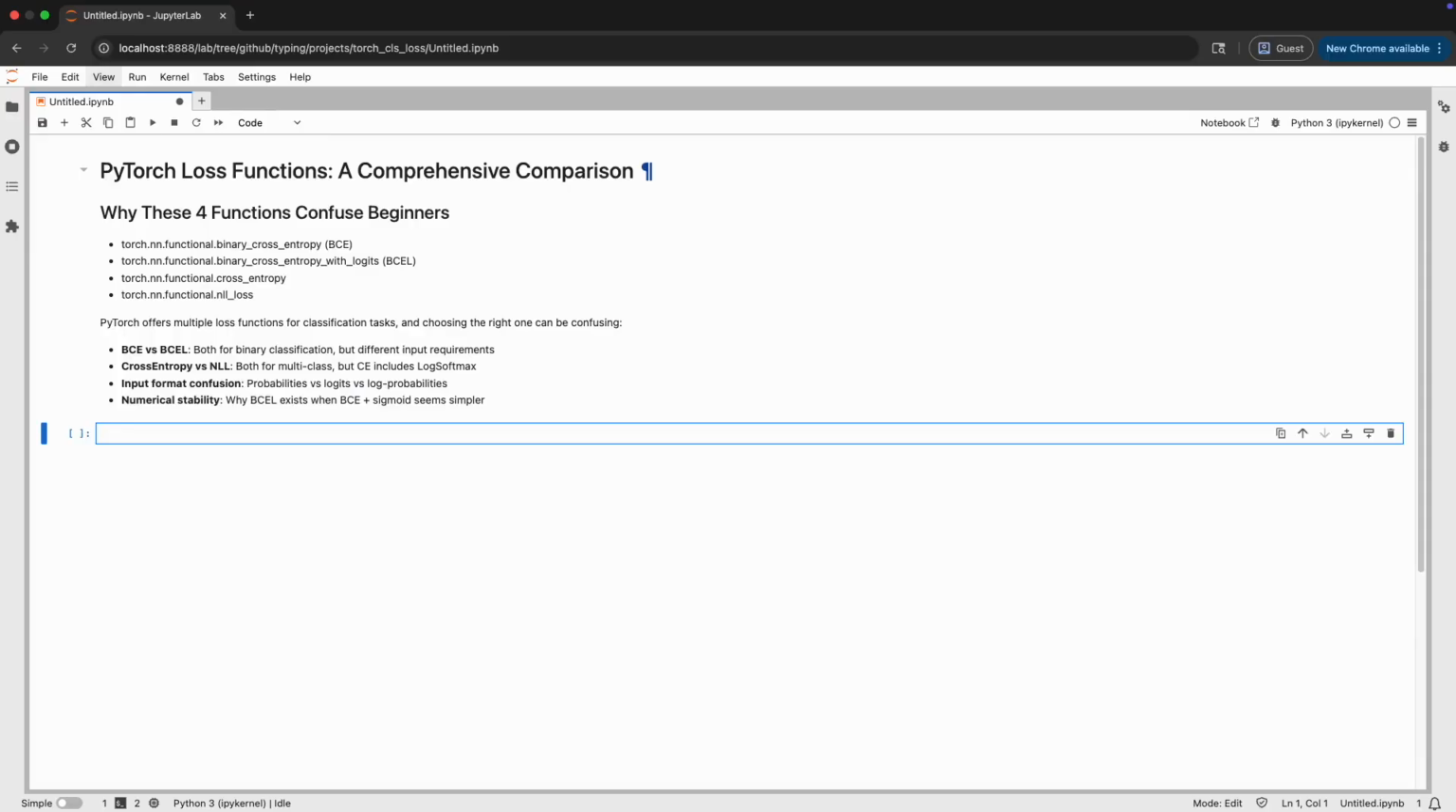CrossEntropy and NLL both work for multi-class tasks, but CrossEntropy actually includes log softmax internally. We'll explore why these different versions exist, particularly focusing on the critical differences between probabilities, logits, and log probabilities, and why numerical stability makes BCEL preferable to BCE plus sigmoid.